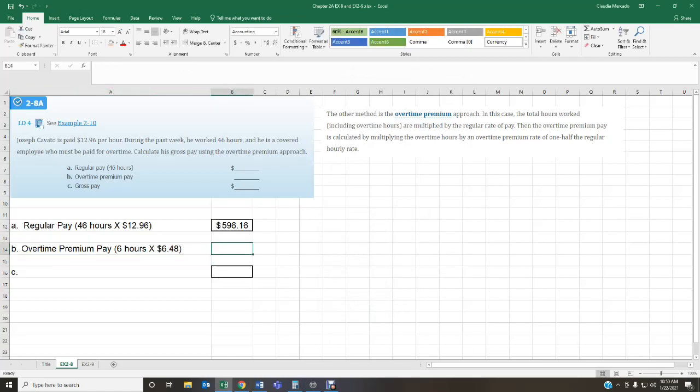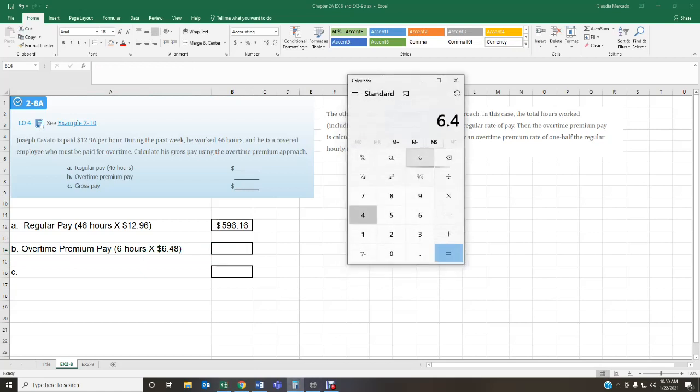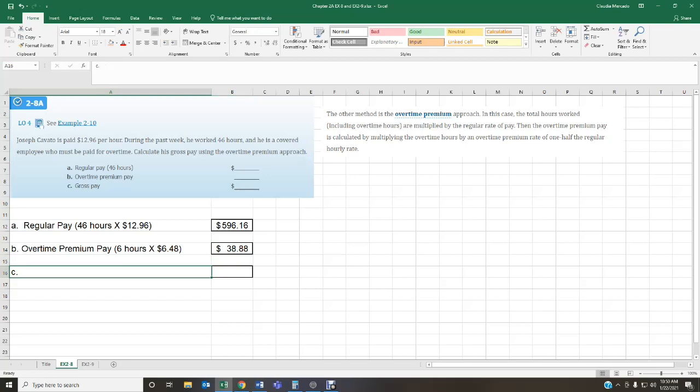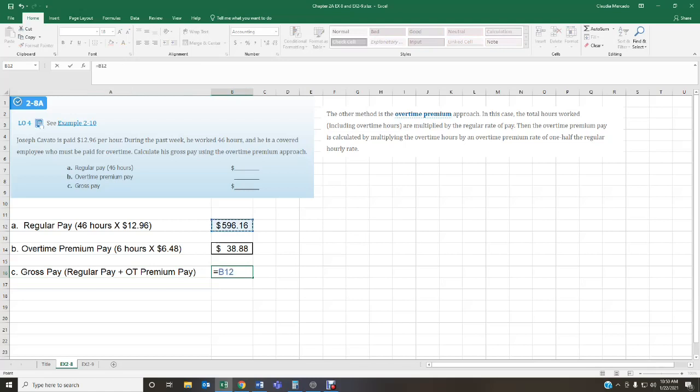And then that's going to give us 6.48 times 6 hours. Oh, sorry about that. 6.48 times 6 hours gives me 38.88. Now we can calculate the gross pay. The gross pay is going to be your regular pay plus your overtime premium pay. That's your 596.16 plus your 38.88, and that gives you 635.04.